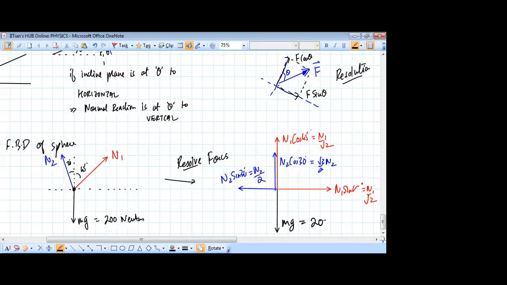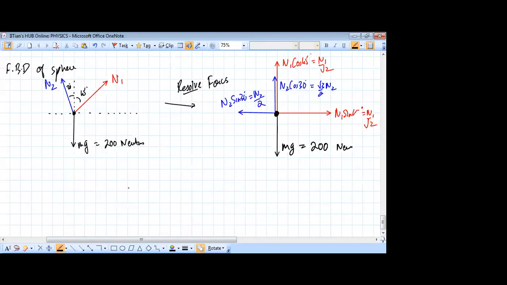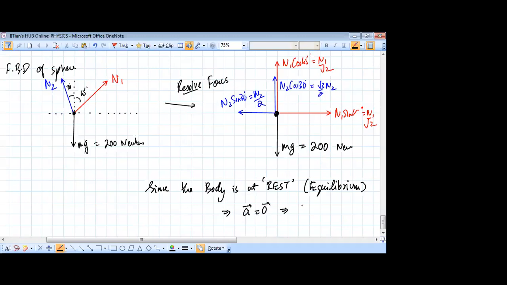So we know it's 200 newtons. So this is the free body diagram with the forces resolved. Now we will come to the step where we apply Newton's laws. Now, since the body is at rest, that means it is at equilibrium. Meaning that its acceleration is zero. Meaning that the net force acting on it should be a null vector.